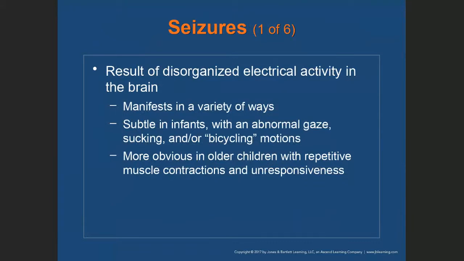Seizures, result of disorganized electrical activity in the brain. It manifests in a variety of ways. It can be subtle in infants with an abnormal gaze, sucking, or bicycling motions. More obvious in older children with repetitive muscle contractions and unresponsiveness.